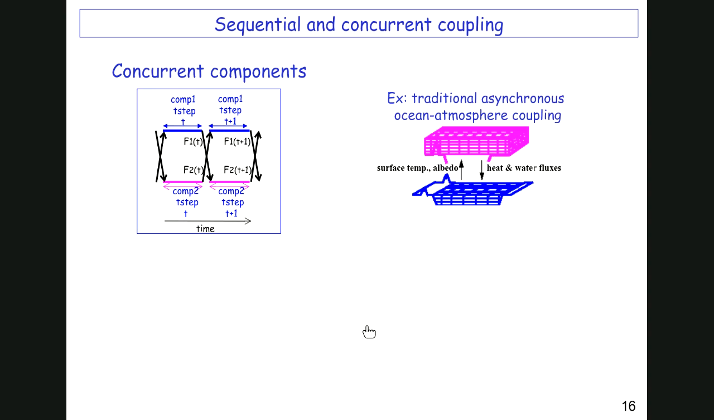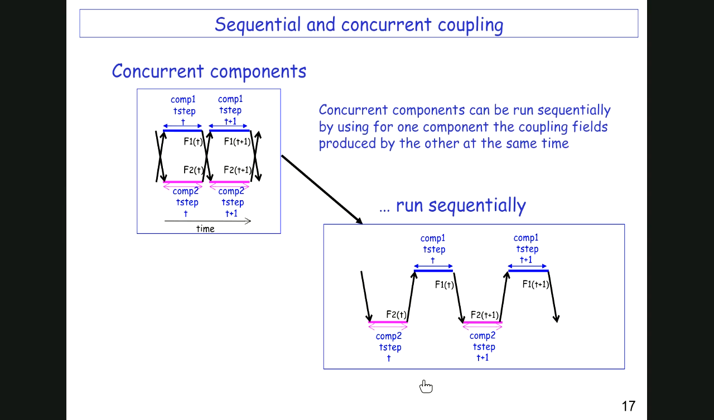But similarly, you could decide to run those components sequentially. For example, for the time step T of component one, you use the field produced by component two at time step T, but then for the next time step of component two, you use the coupling fields produced by component one at time T. If you do this, you force F2 to wait for field F1 at time T, and you force the components to run one after the other. While one is running, the other is not doing anything. It's just waiting for the information. So if you implement that coupling algorithm, you can run sequentially components that you could also run concurrently.